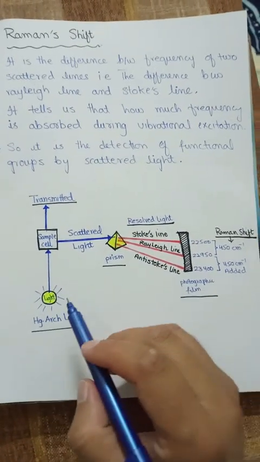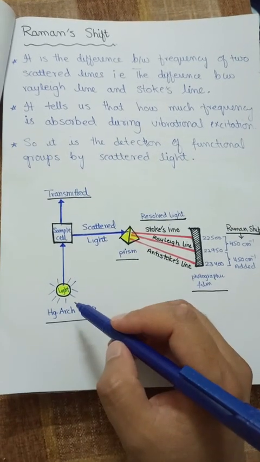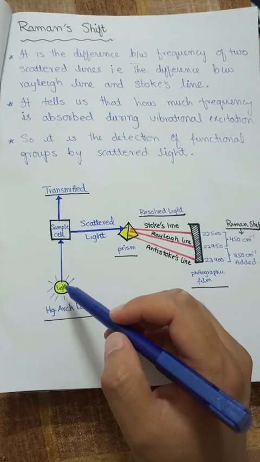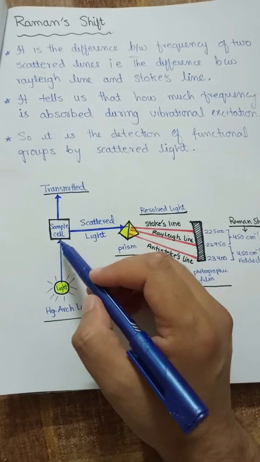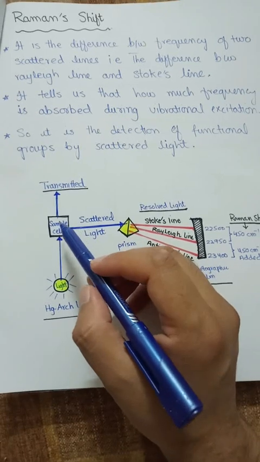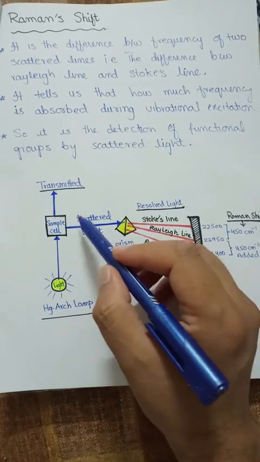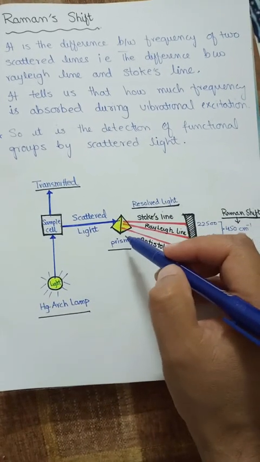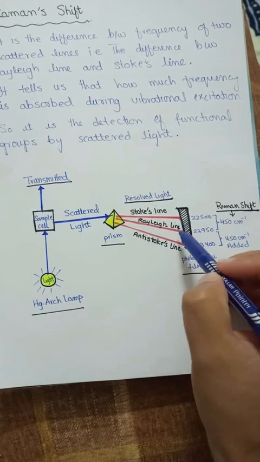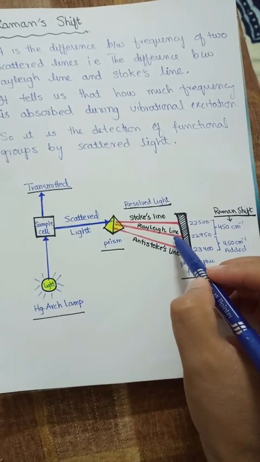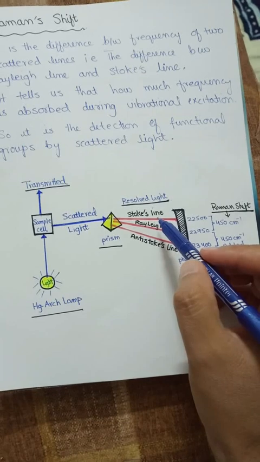If we look at the schematic representation of Raman spectroscopy, the light is passed through the sample. The light source may be a mercury arc lamp. After passing through the sample, the light is either transmitted after absorption, or some part may be scattered. This scattered light is passed through the prism, and Raman observed that it is resolved into three different regions, out of which the main region was the Rayleigh line, and he also observed two other regions with longer and shorter wavelength.